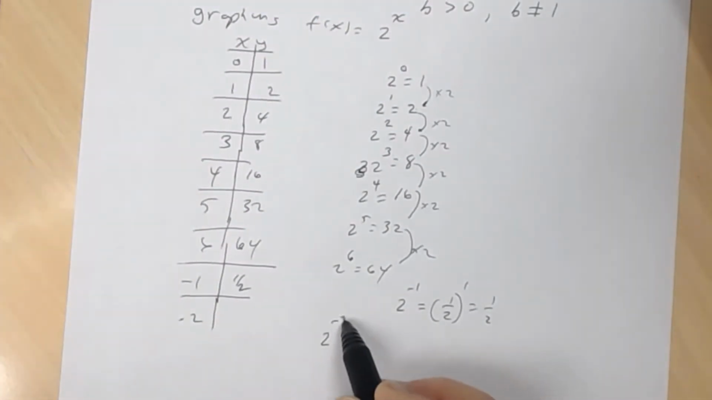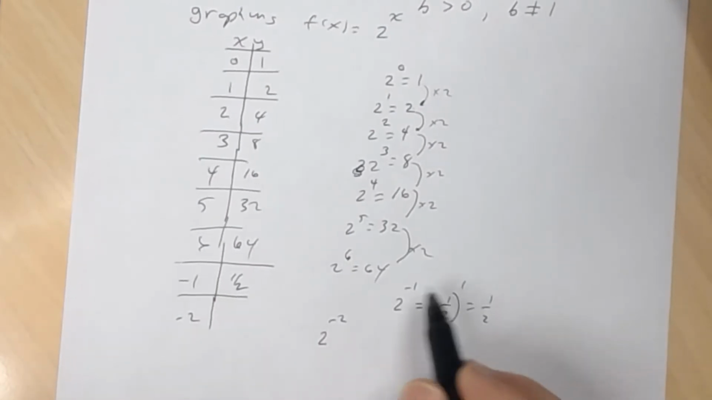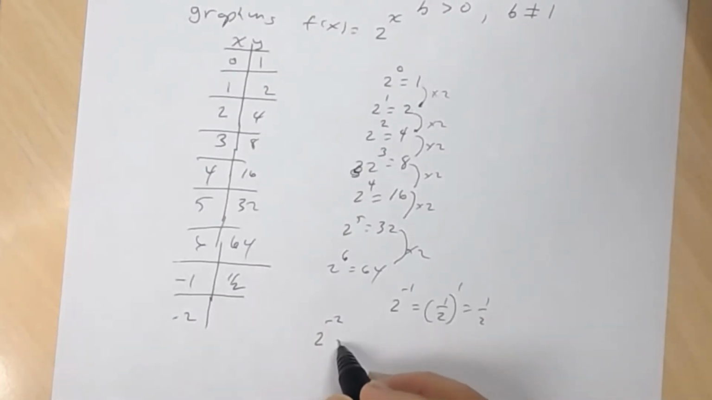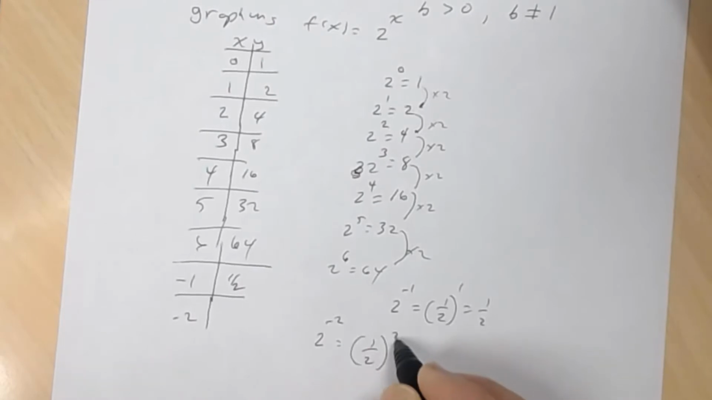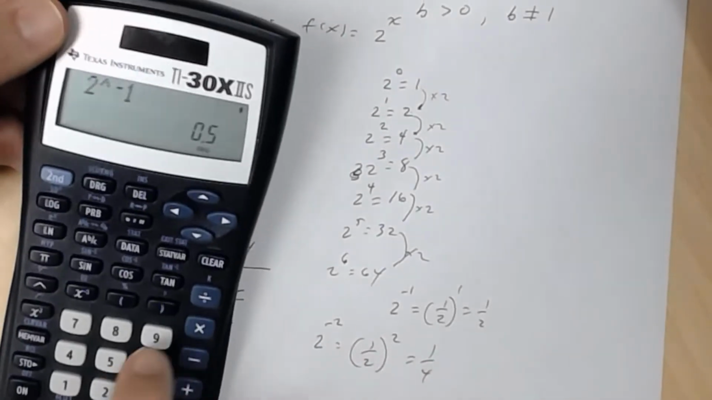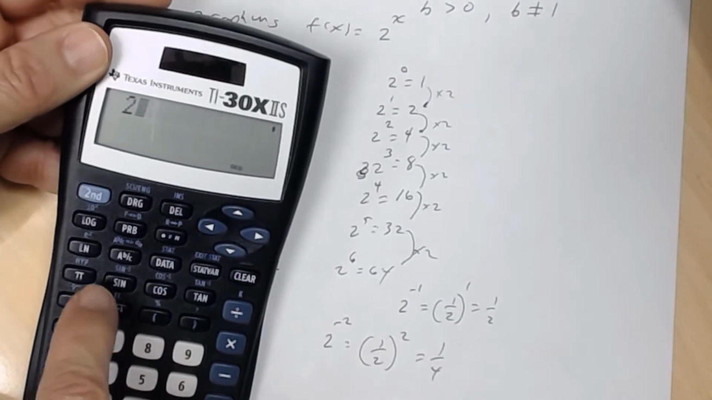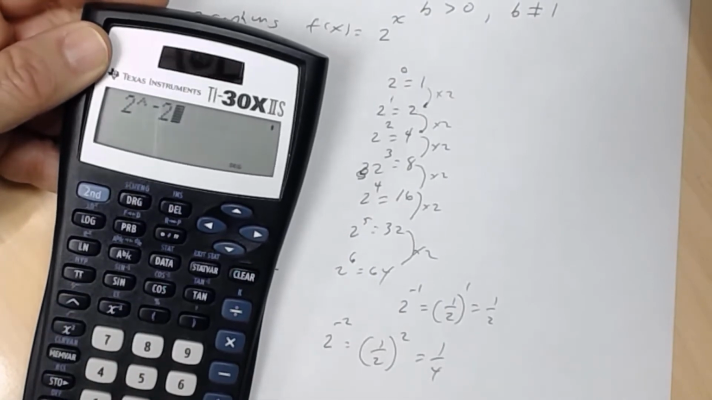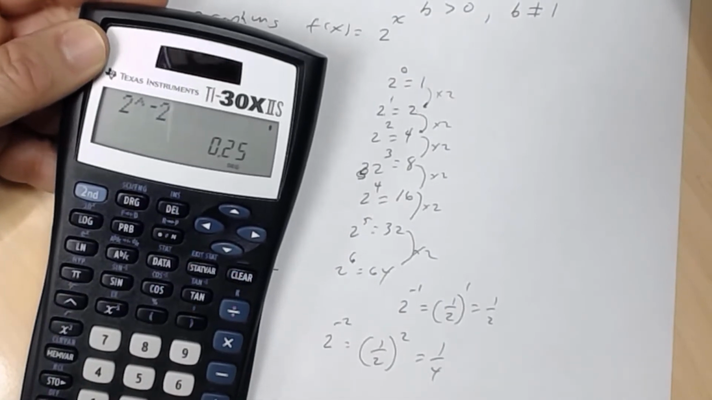Okay, if x is -2, let's see what happens. So I get 2 to the -2. Again, let's just have the discussion, then we'll use a calculator. If I want to make that exponent positive, I have to take the reciprocal of the base. The reciprocal of 2 is 1/2, and I'm going to square it. Now my exponent's positive. 1/2 times 1/2 is 1/4. Let's check it. 2 raised to the -2nd power equals 0.25, which is 1/4.